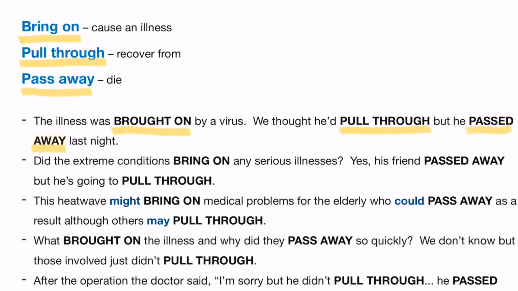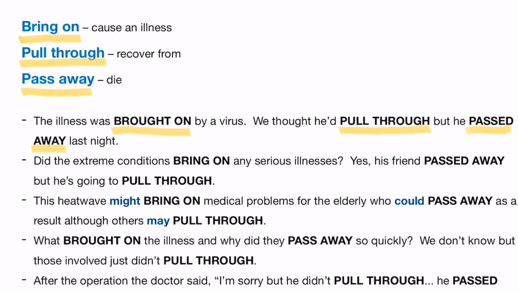Now, obviously, I didn't say that with the same tone that you should usually use when you're talking about people who passed away, but I'm trying to explain it to you in a context. Of course, you would have to say it a little bit nicer. We thought he'd pull through, but he passed away last night. So I'm just doing it not as if I were actually explaining it to someone really.